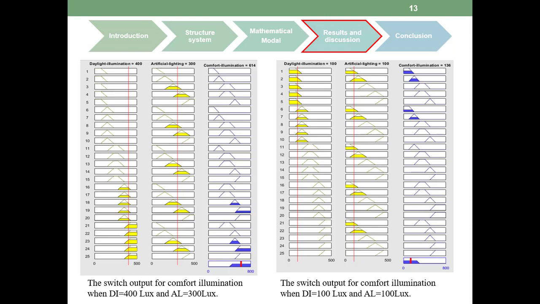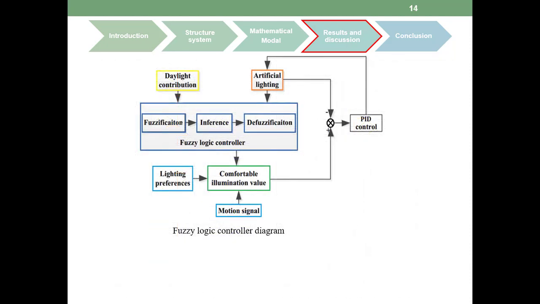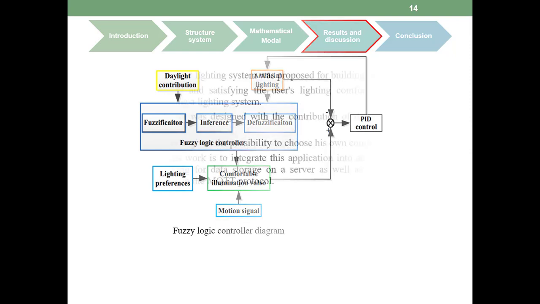and the artificial lighting is 1300 lux, the comfort illumination is 64 lux, which is a value that's beyond the user comfort. In this case, the control decreases the comfort illumination until it reaches the maximum limit value set by the user. The same thing applies for the daylight illumination. At 100, the artificial lighting is one lux, but the control will increase the comfort illumination until it reaches the maximum value set.